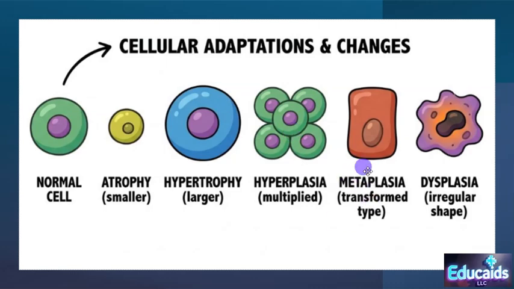Metaplasia, oh, this isn't good, guys, because now we had our normal cell, but now it's changing how it looks. And then this one is the most scary and sad. This is dysplasia. So now we had our normal cell, but then now it's turned into a irregular shape. It's not really recognizable. Maybe you can tell it was originally this type of cell, but this doesn't look right.